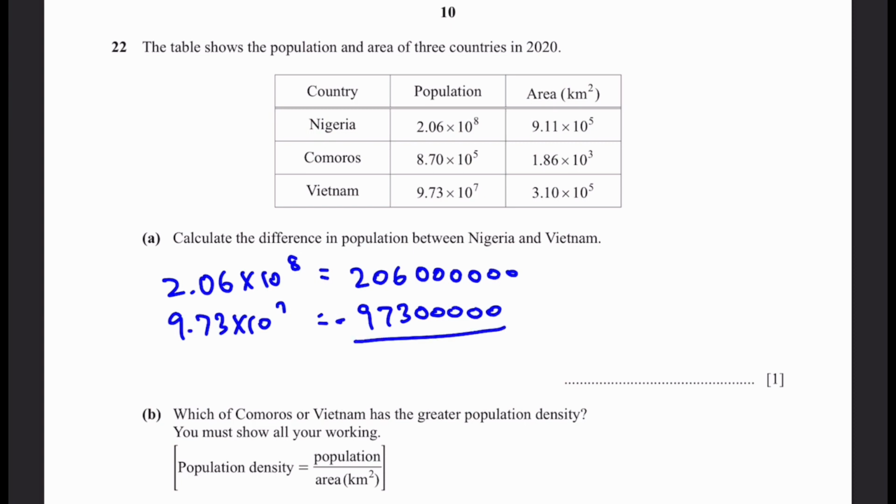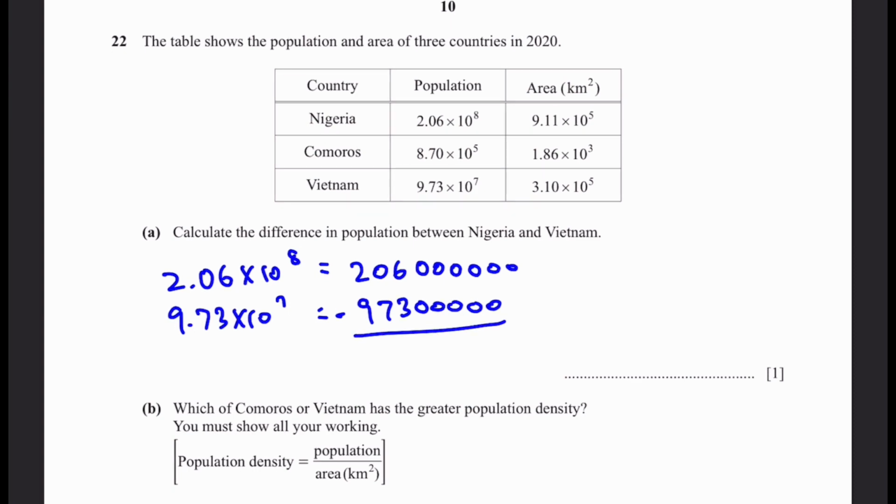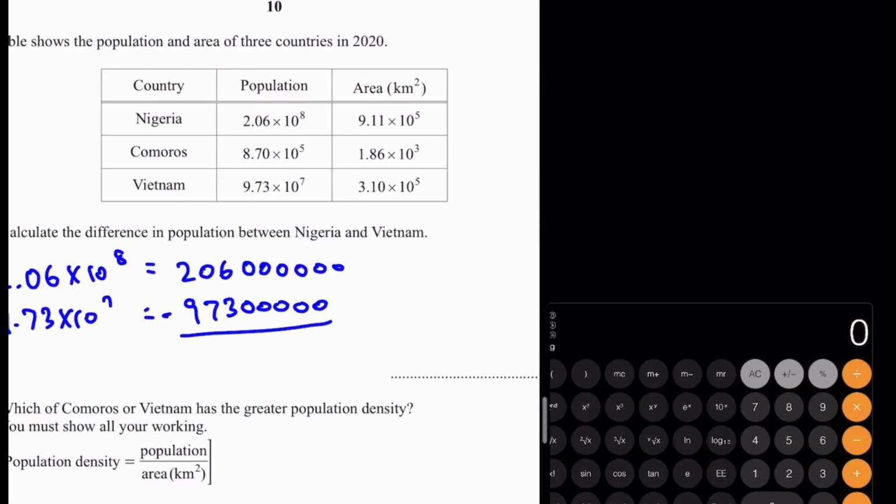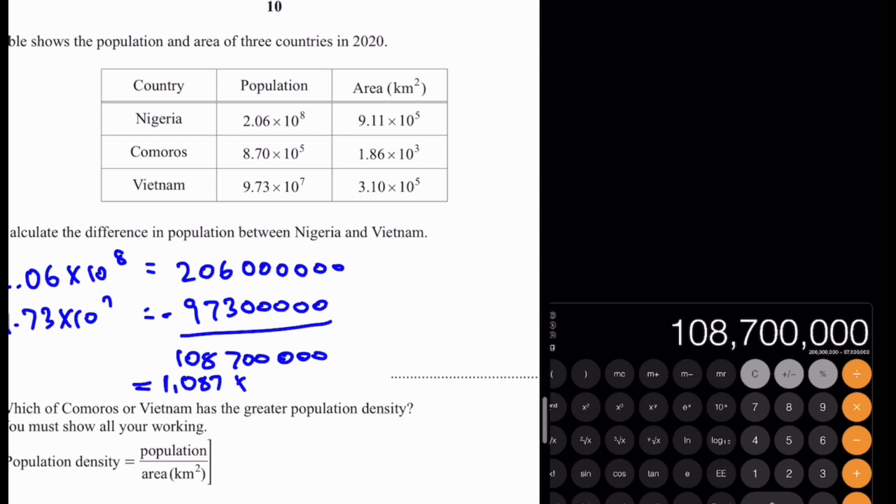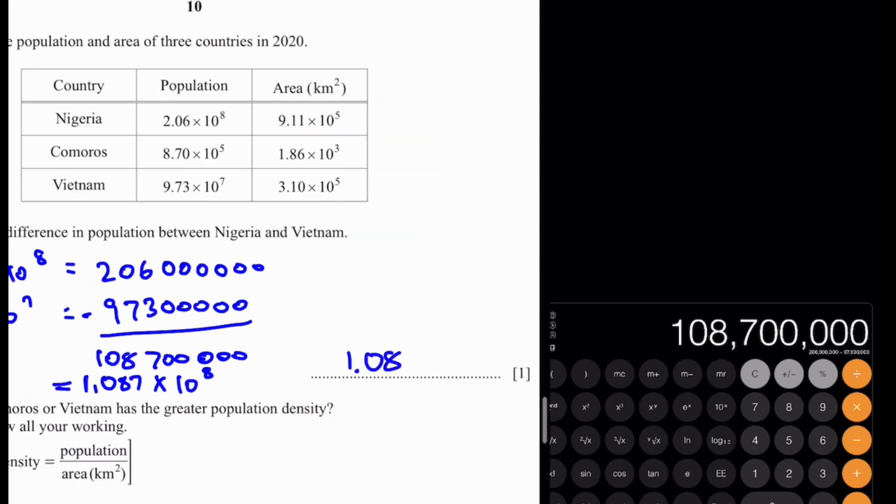Now when we subtract this, let's get our calculator out. 206, 1, 2, 3, 4, 5, 6 zeros, minus 973, 1, 2, 3, 4, 5 zeros. That's equal to 108,700,000. That's equal to 1.087 into 10 to the power of 8. That's the difference. 1.087 into 10 power 8.